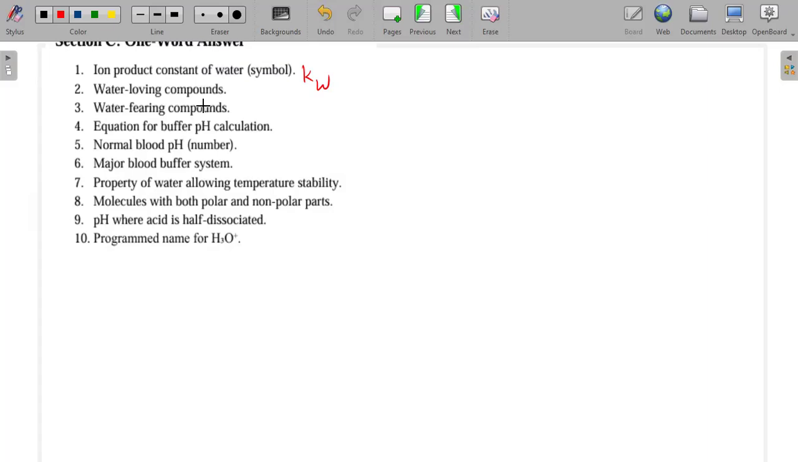Okay, so we go to the next one saying water-loving compounds. So water-loving compounds are going to be called hydrophilic compounds, isn't it? Yeah, so those are water-loving compounds. They are going to be called hydrophilic compounds.